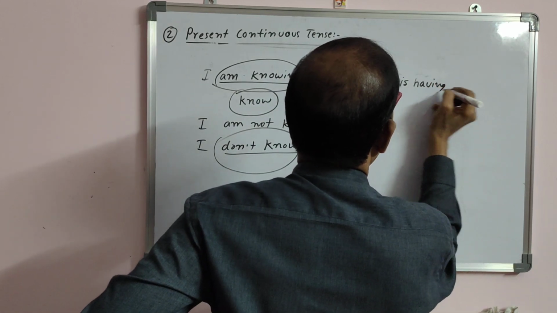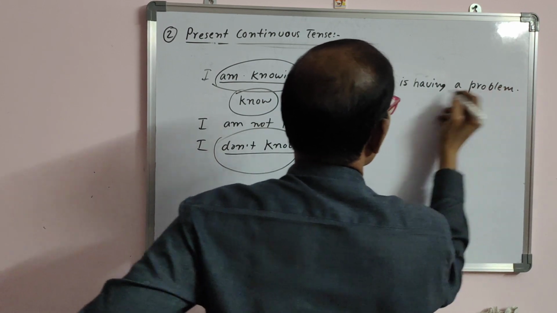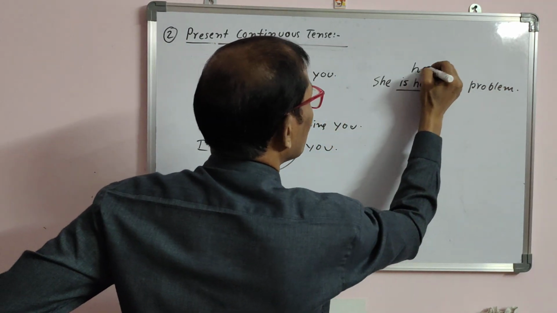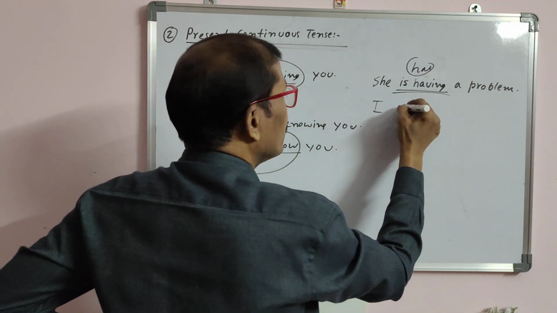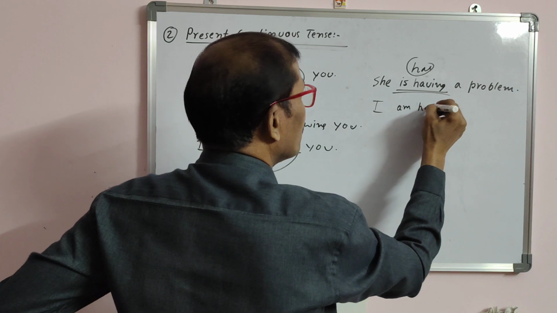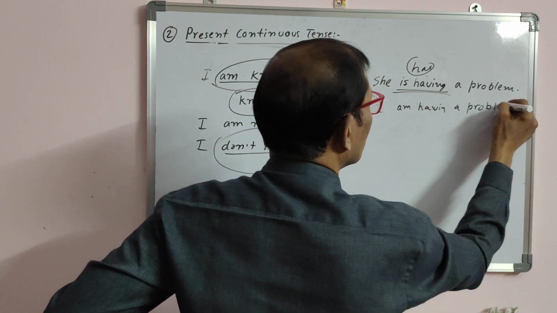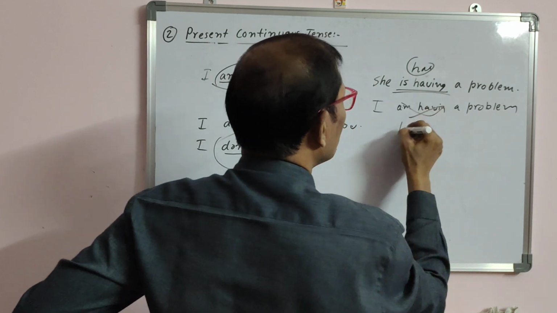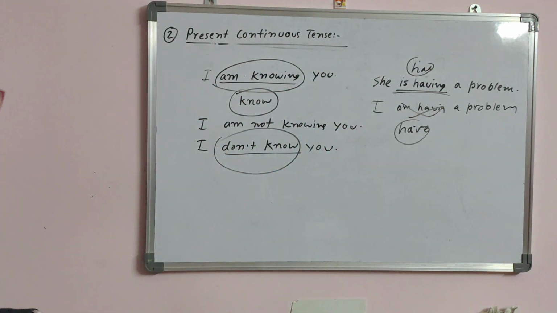Okay, I give you one more example. She is having a problem is wrong. Have also cannot be used. She has a problem, simple present tense, we have to use. I am having a problem is wrong. I say I have a problem, simple present tense we have to use.